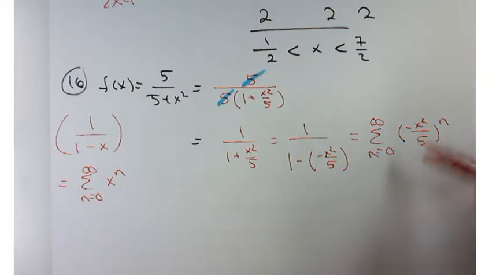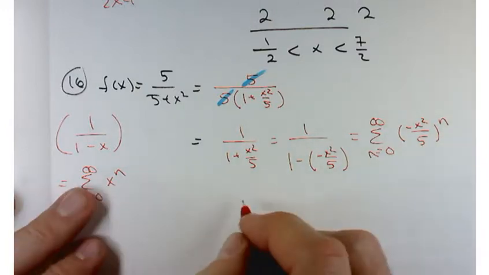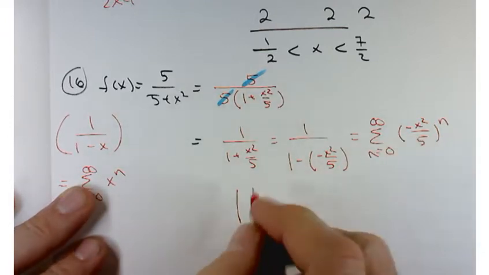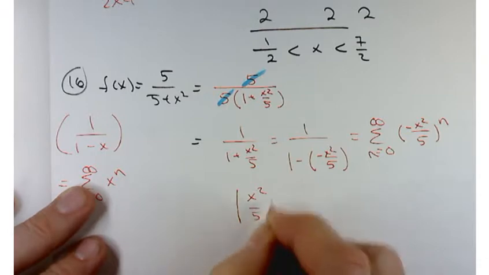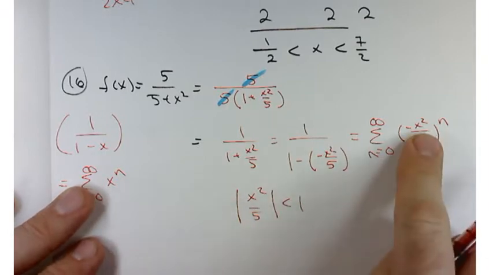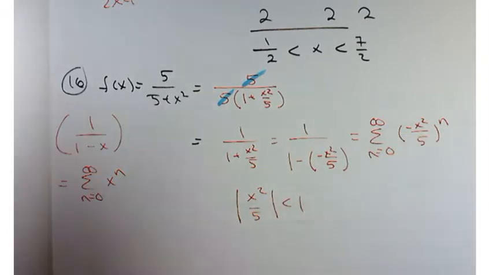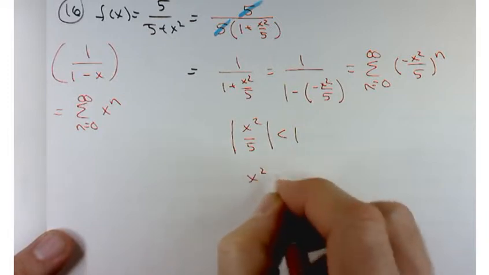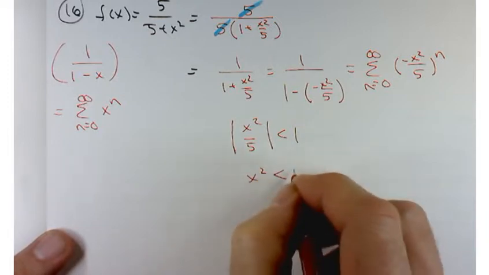Let's find the interval of convergence here. This is going to converge when the absolute value of this x squared over 5 is less than 1. I'm ignoring the negative because negative inside the absolute value, once you take it out, it's going to disappear. That's going to be x squared is less than 5.